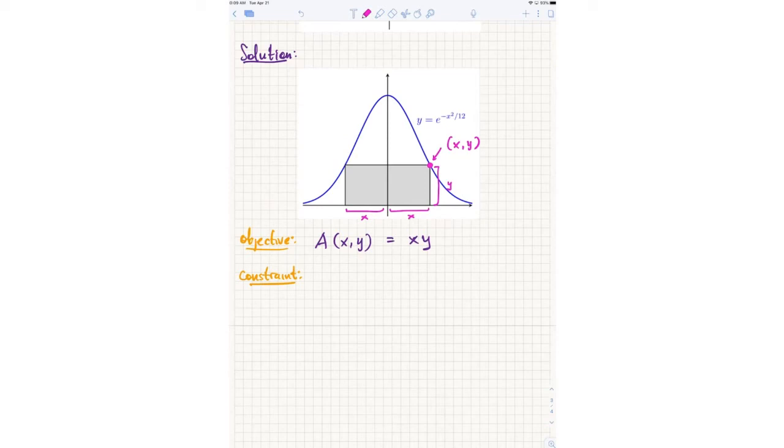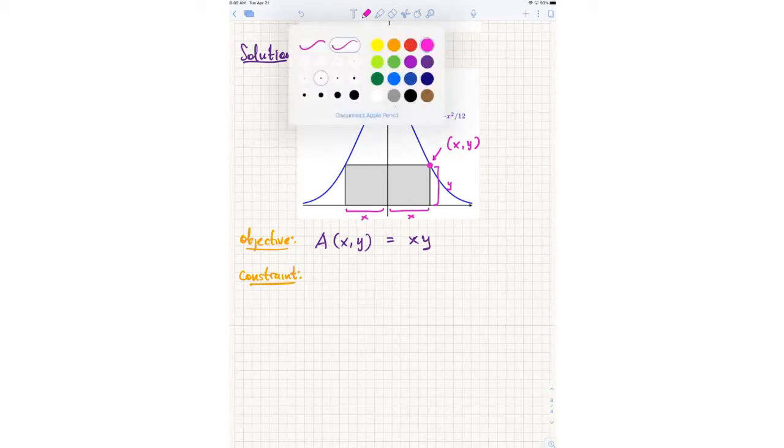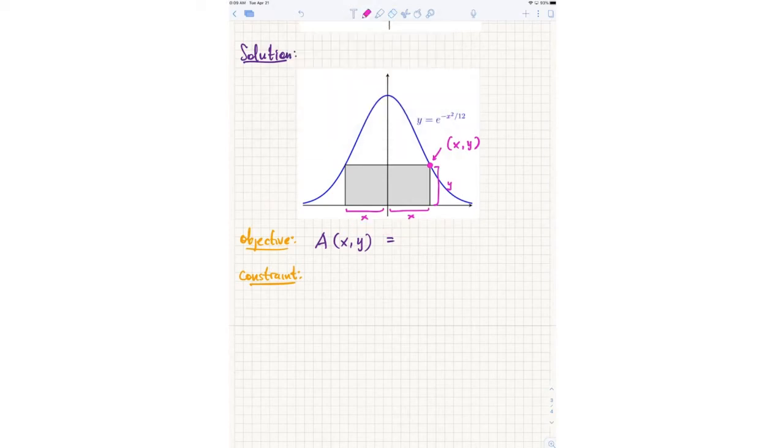I agree that if you're going to call the whole thing x, you actually should have called it L because there's already an x in the problem. You can get it confused. So, in any event, now we actually have to change. The area function is actually no longer xy. The area function is technically 2xy. So that extra factor of 2 is not really a big deal. But now we can actually write that the constraint is y equals e to the negative x squared over 12.